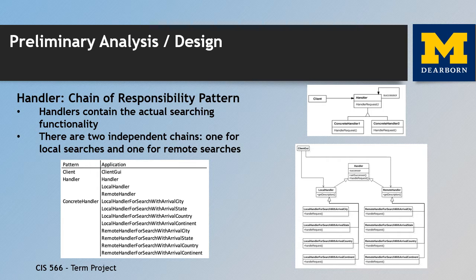For the handler component, I use the chain of responsibility pattern. So the handlers contain the actual searching functionality, and there are 2 independent chains, one for local searches and one for remote searches. So if a search command contains information for an arrival country, for instance, then the local handler for arrival cities will pass on the search command to its successor, which is the arrival state handler, and then that will pass on to the country, which will actually end up handling the search command.